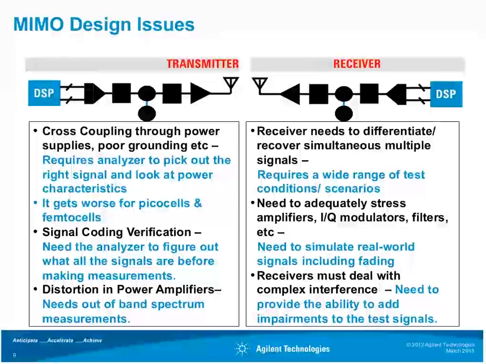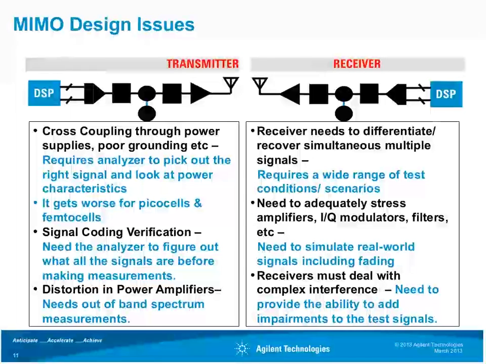Here are the design challenges and some of the requirements for the test equipment. MIMO is complex, and this is why you'll see R&D engineers working late into the night. You also see a lot of universities working on the details or the specifics of MIMO design. For the transmitter with multiple signals, you have to be concerned with cross-coupling within the block diagram. You need to verify that the signals are coded and decoded correctly. Distortion in the power amplifiers is critical because distortion will create signals that fall outside the channel and create interference. It's a major issue for OFDM technology.